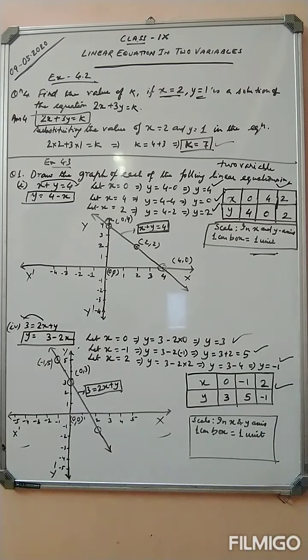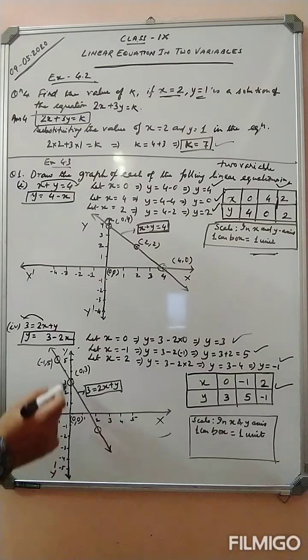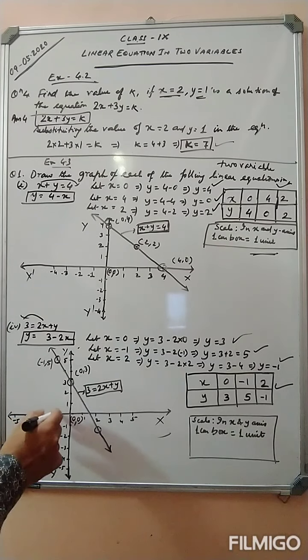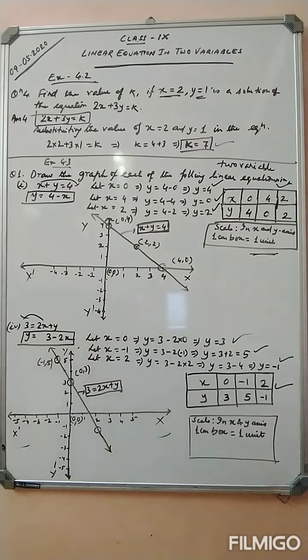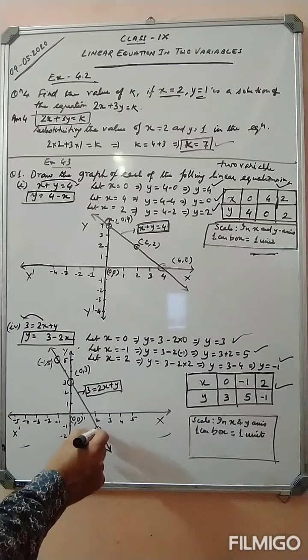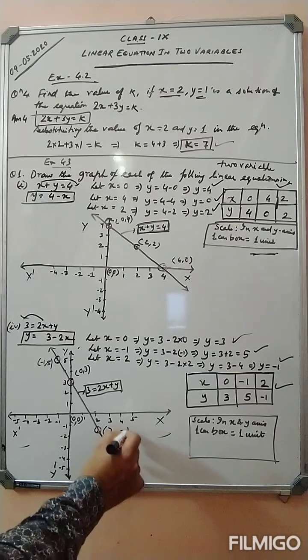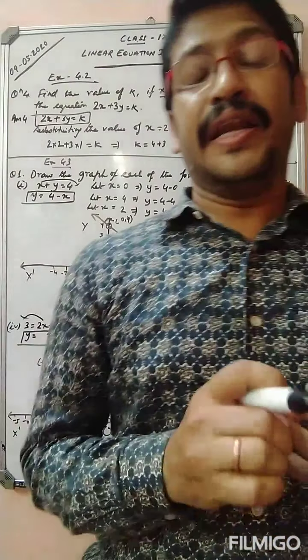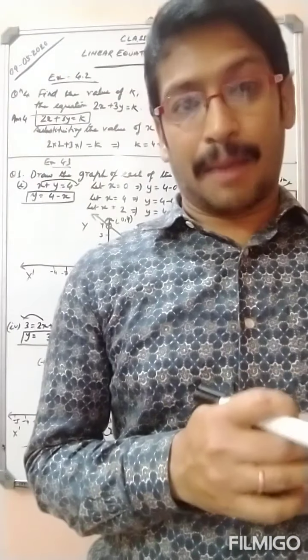The first point is 0, 3. So x is 0 and y is 3. The second point is minus 1, 5. So x is minus 1 and y is 5. The third one is 2, minus 1. So this is 2 and minus 1. Fine. Now you have to join all these 3 dots and you will see it is a straight line. Then write the equation, 3 equal to 2x plus y. So in this way we can plot a linear equation in two variables on a graph paper.